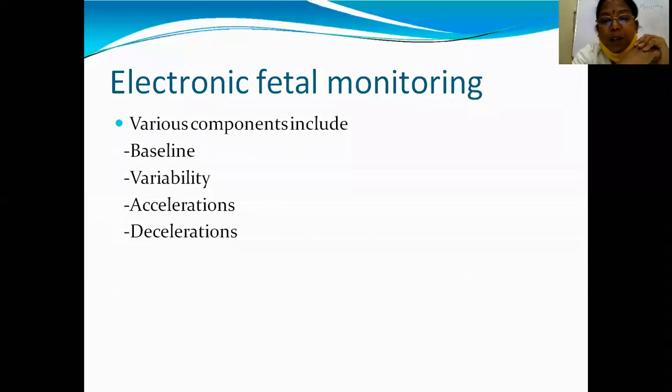So electronic fetal monitoring, what are the components of this fetal monitoring?